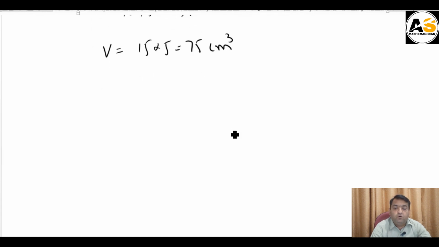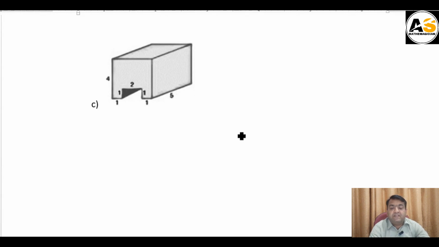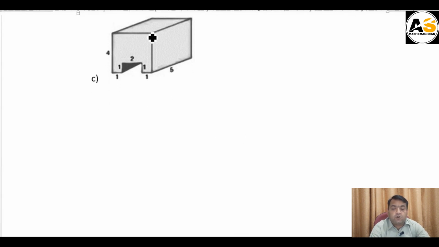Now we move on to the next shape. Again, this is a prism. This is its cross section. How do we find the area of this cross section? This is a square of side 1. This is a square of side 1. So its area is 1. Its area is 1. And what is this?